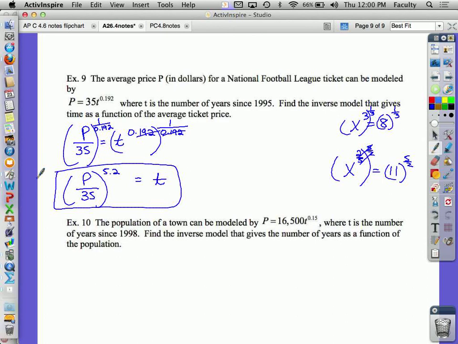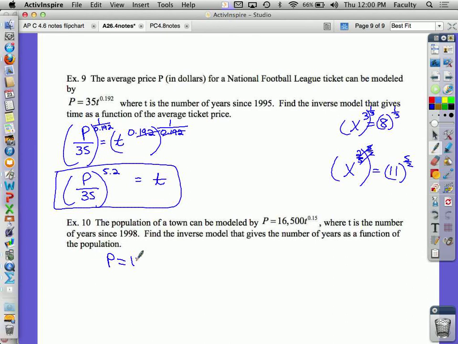Okay? All right, we'll try another one like this because I thought these were a little bit tricky. Example 10 says the population of a town can be modeled by P equals 16,500 times T to the 0.15 power, where T is the number of years since 1998. Find the inverse model that gives the number of years as a function of the population.